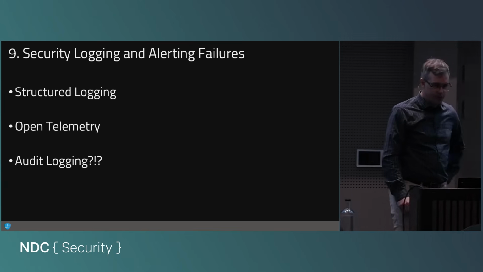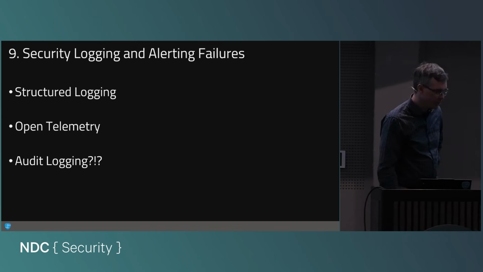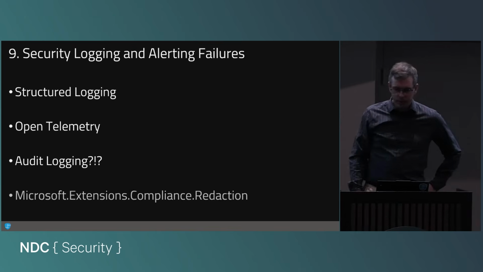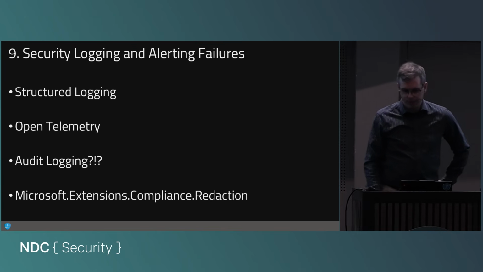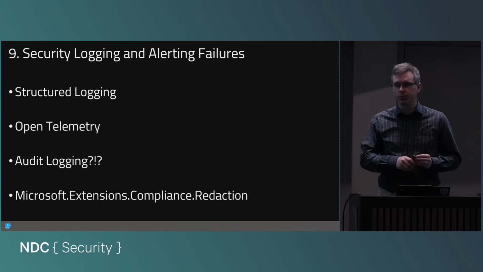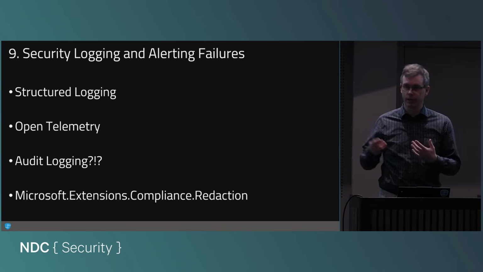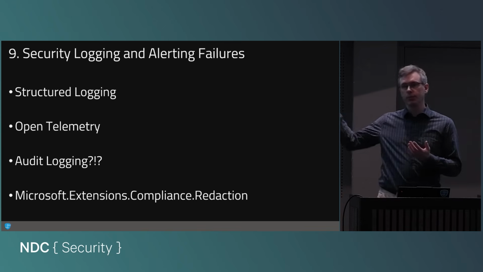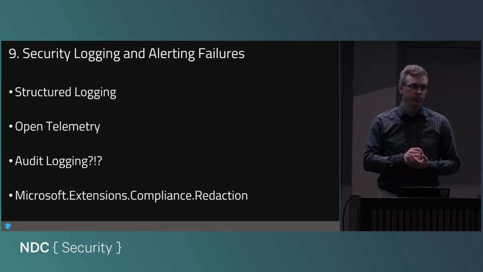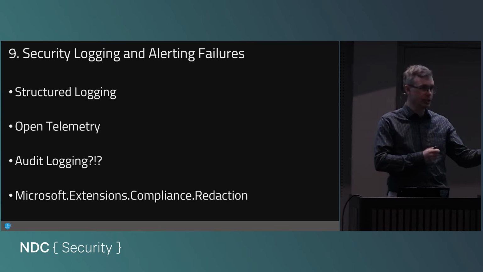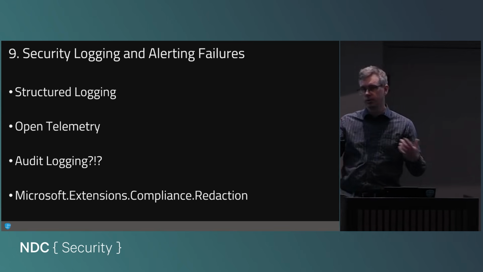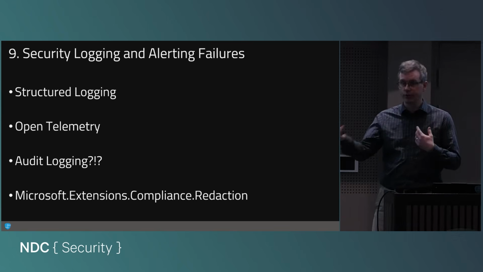Another part of security logging failures is also exposing incorrect data. Here they can help. Microsoft Extensions Compliance Redaction is a fairly new library that allows you to classify data as personal information, etc., and they can have some clever redaction mechanism in there. One example is that you can decide based on what type of data it is, if it should be removed entirely from the log, or if you should store a hash of it.